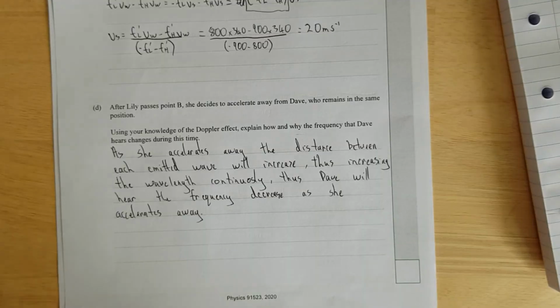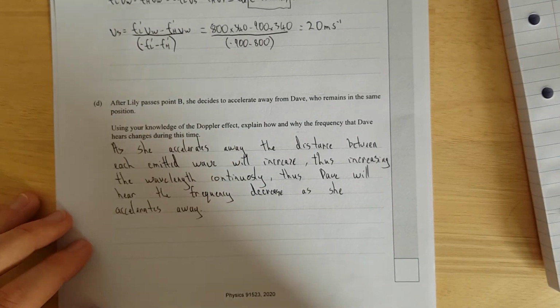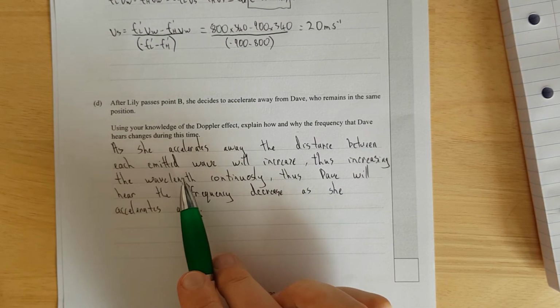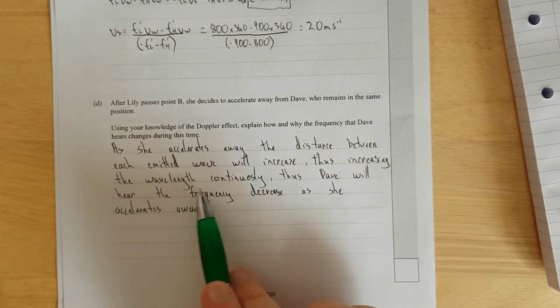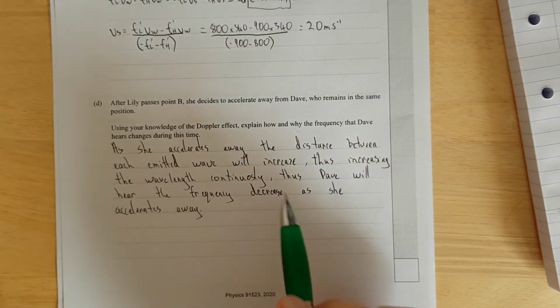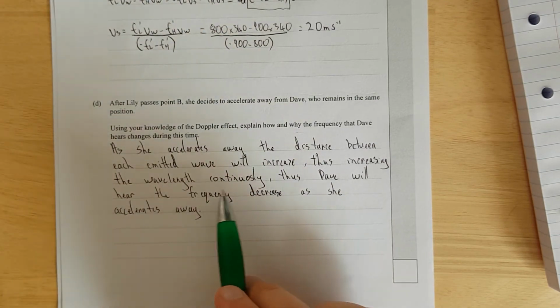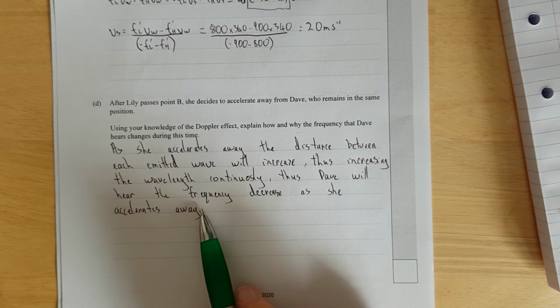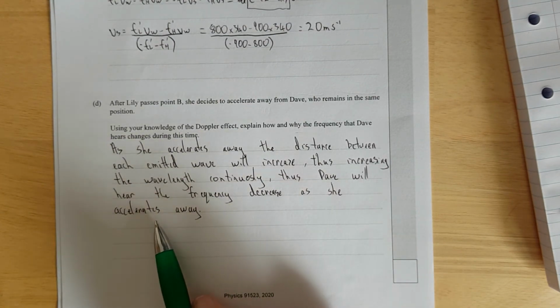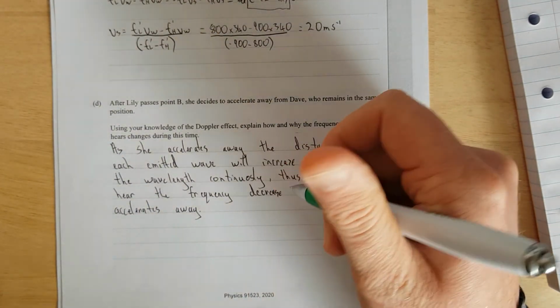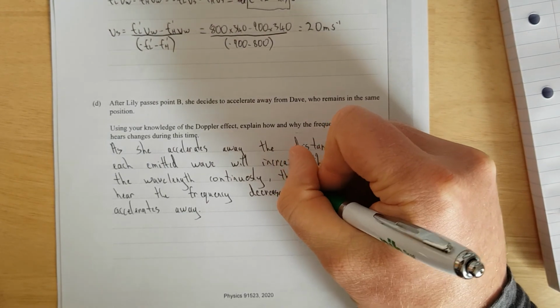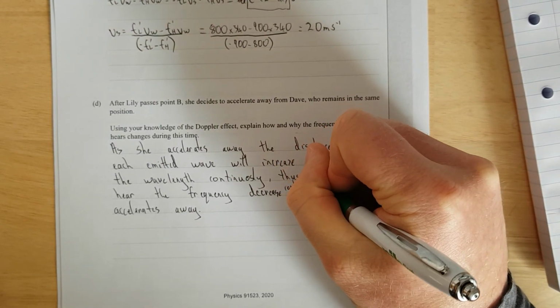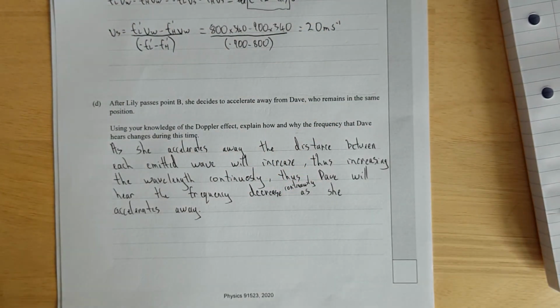That's it. Right, I'll pause. Right, so I said as she accelerates, the distance between each emitted wave will increase, thus increasing the wavelength continuously. I was trying to explain that it wasn't just one increase, it was continually getting further and further apart. Thus, Dave will hear that frequency decrease as she accelerates away. It should decrease continuously as well. Continuously, I don't know how to spell that, but anyway. Thus, that is all.